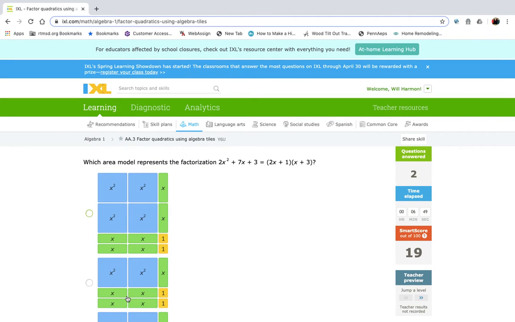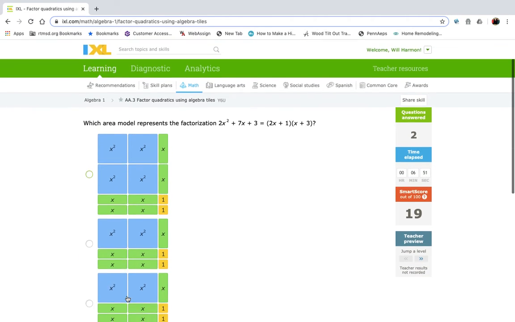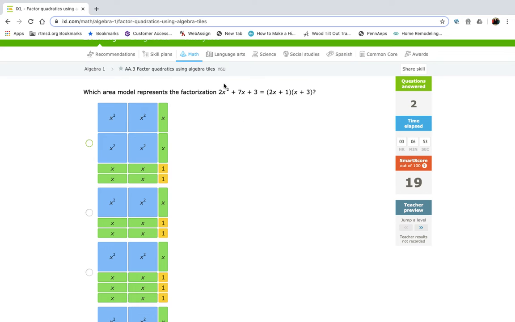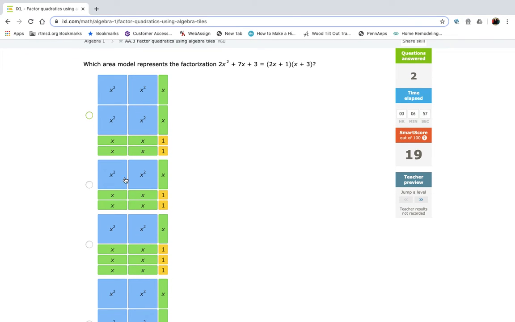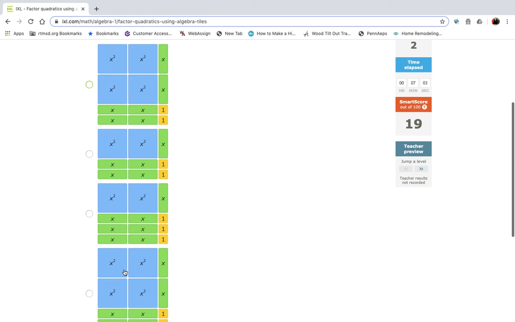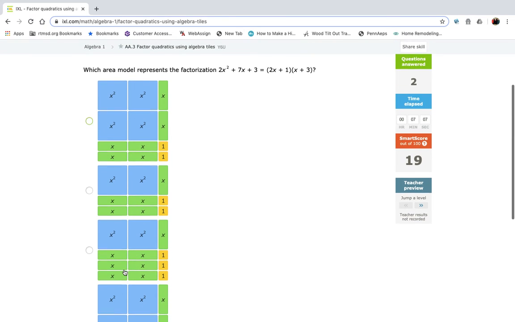One more and then I'll let you go to do this on your own. Okay, this says 2x squared. So now I'm looking to see which one of these has 2 blue blocks. Okay, so notice it's not the first or the fourth one because they have 4 blue blocks. Now let's look at this. I'm looking for 7. Now notice this has 5 and this one has 7. So it's the third one.